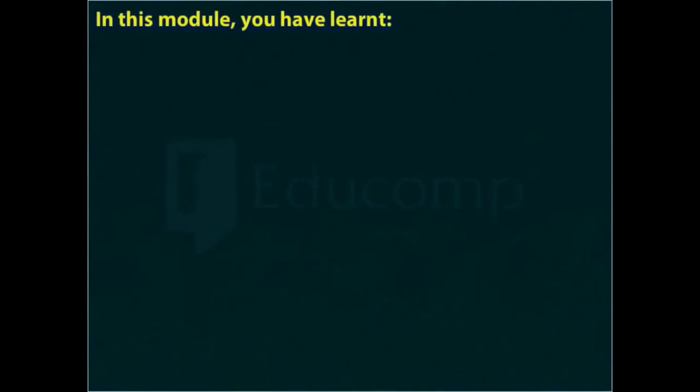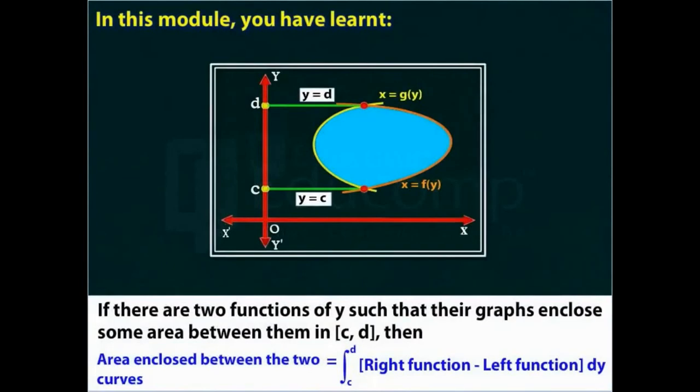In this module you have learnt, if there are two functions of y such that their graphs enclose some area between them in the closed interval CD, then the area enclosed between them is equal to a definite integral from C to D, right function minus left function whole into dy.